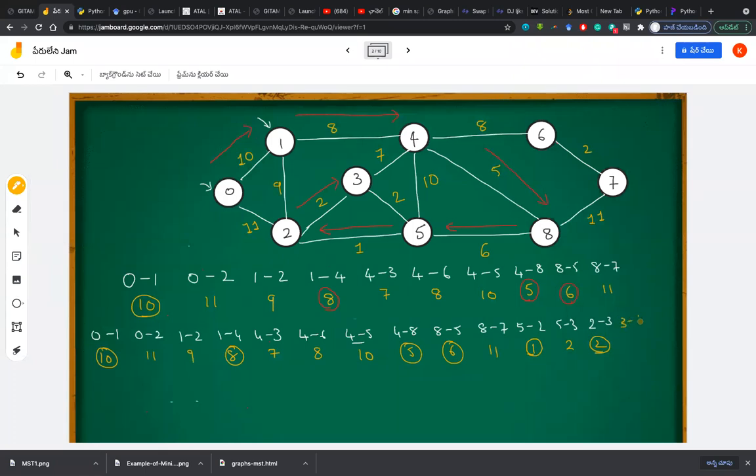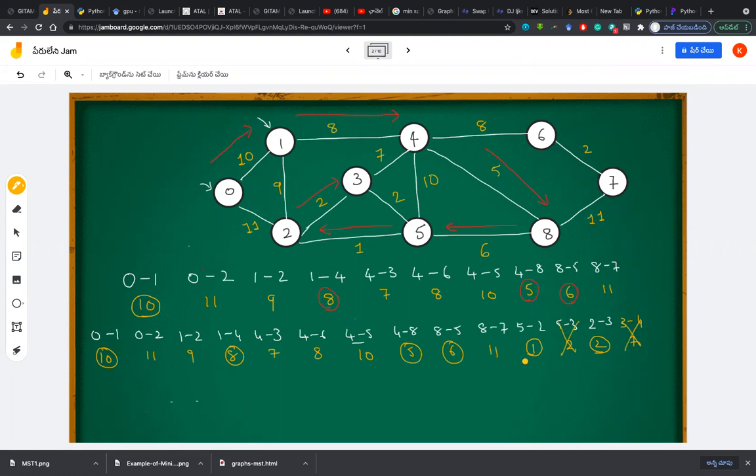See what happens now. When 3 to 4 is there, the edge that will come is 7. And among them, 2 is the smallest. But if you select 2, it forms a cycle. You can see it forms a cycle. But I should not have any cycle here. So I should not consider this one. So cancel it. This one also you cancel because it forms a cycle.